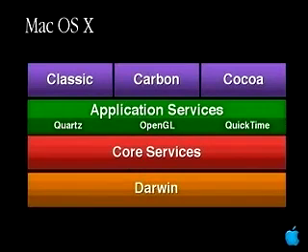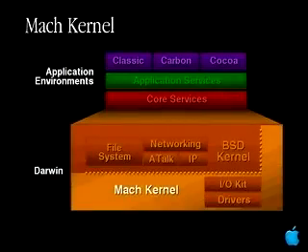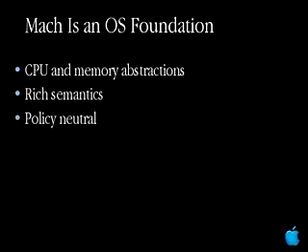Okay, you're probably kind of tired of seeing this picture. But it's basically the layout of all applications in macOS 10. Your application is going to fall into one of the basic categories of a classic app, a Carbon app, or a Cocoa app. At the bottom of that is the Darwin layer. And inside the Darwin layer is where the Mach kernel resides. The Mach kernel is the foundation of the OS. Right? It provides the basic abstractions for getting the system running.